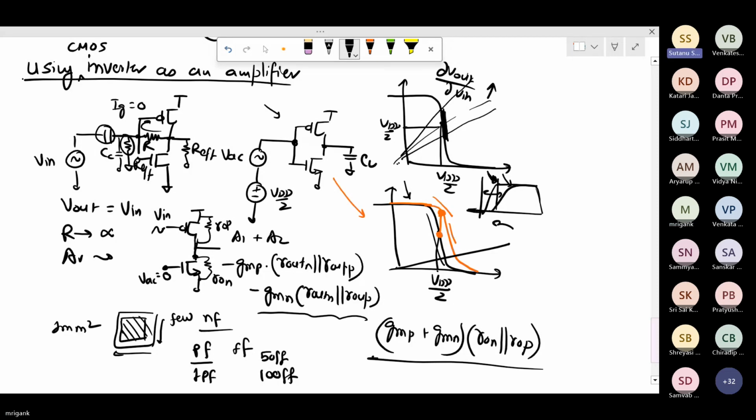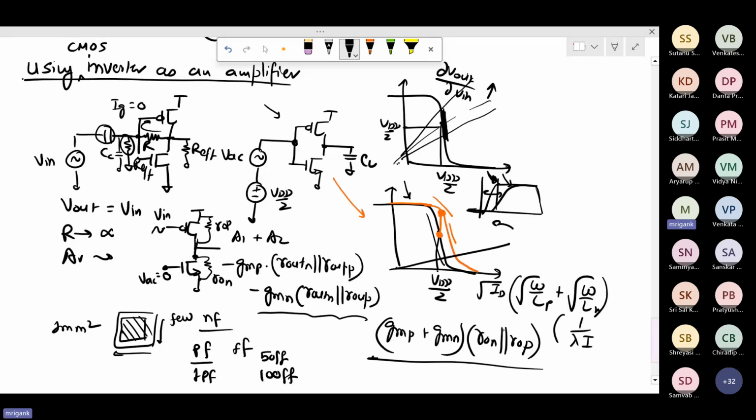Sir, we need to have higher values of GM, so that will require high values of W by L ratio. But the current should be low because GM is proportional to the root of current, whereas RON parallel ROP is inversely proportional to current. So the current should be low while the W by L ratio should be high to keep a high gain. So root under ID and root under W by L of P plus root under W by L of N, right? Times 1 upon lambda ID.